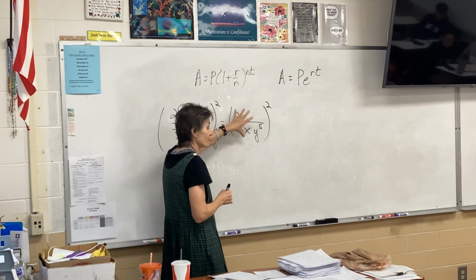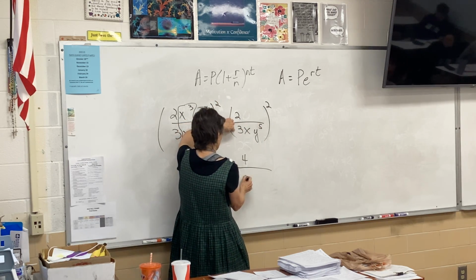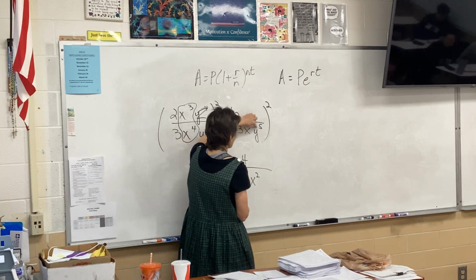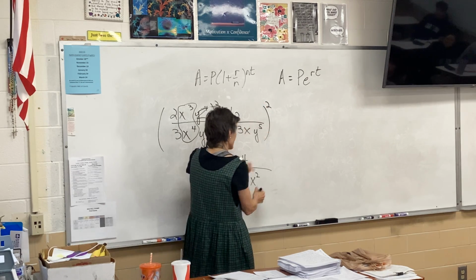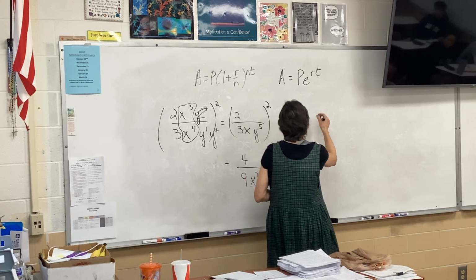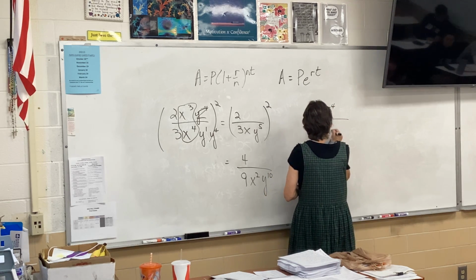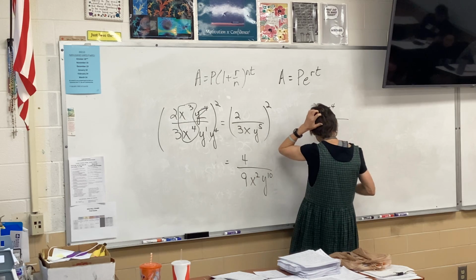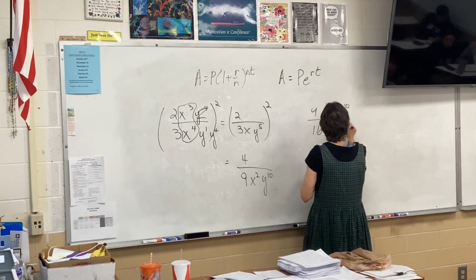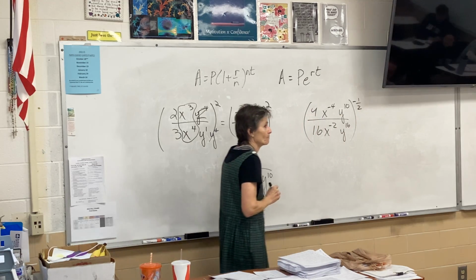Now I gotta square everything. So 2 squared is 4, 3 squared is 9, x squared is x squared. And what do I do with these exponents here? Times. Times, so y to the 10. Alright, so let's do one more like that. Oh, let's make it really big. Okay?